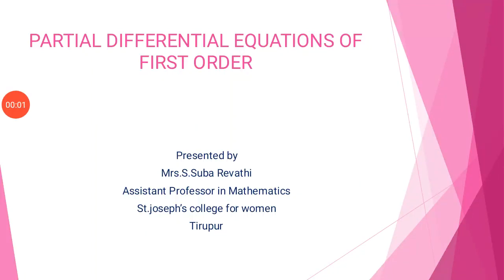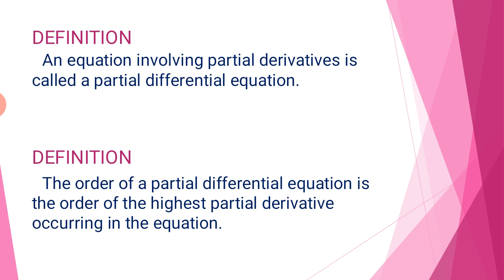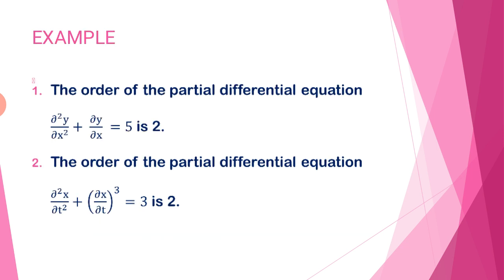Today we discuss the partial differential equation of first order. Definition: an equation involving partial derivatives is called a partial differential equation. The next definition: the order of the partial differential equation is the order of the highest partial derivative occurring in the equation. For example, the order of the partial differential equation ∂²y/∂x² + ∂y/∂x = 5 is 2.